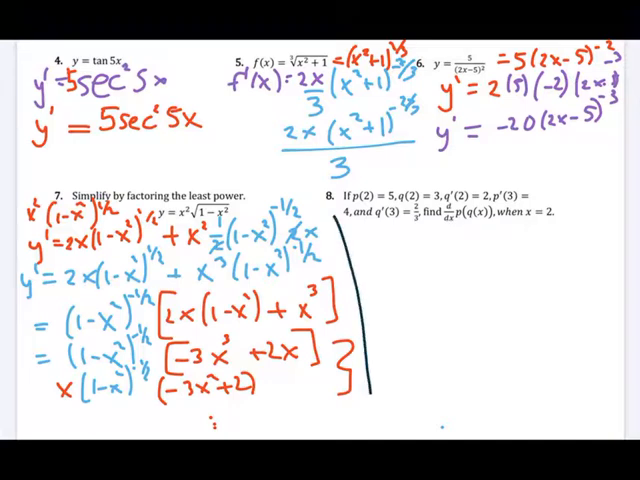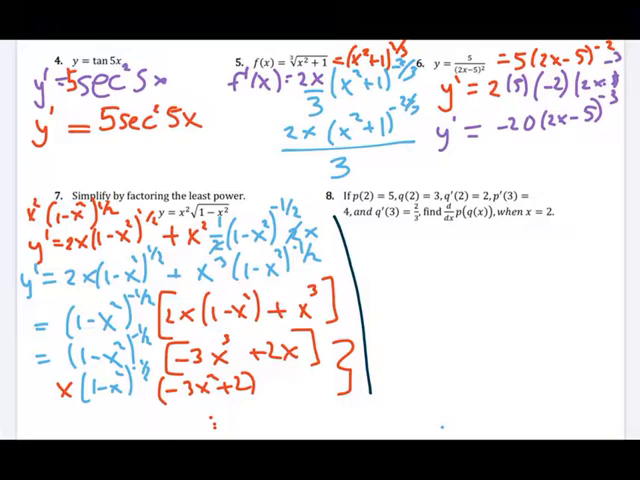All right, very last question. If P of 2 equals 5, Q of 2 equals 3, Q prime of 2 is 2, P prime of 3 is 4, and Q prime of 3 is 2/3. That's a lot of information. Find the derivative of P of Q of x when x is equal to 2.